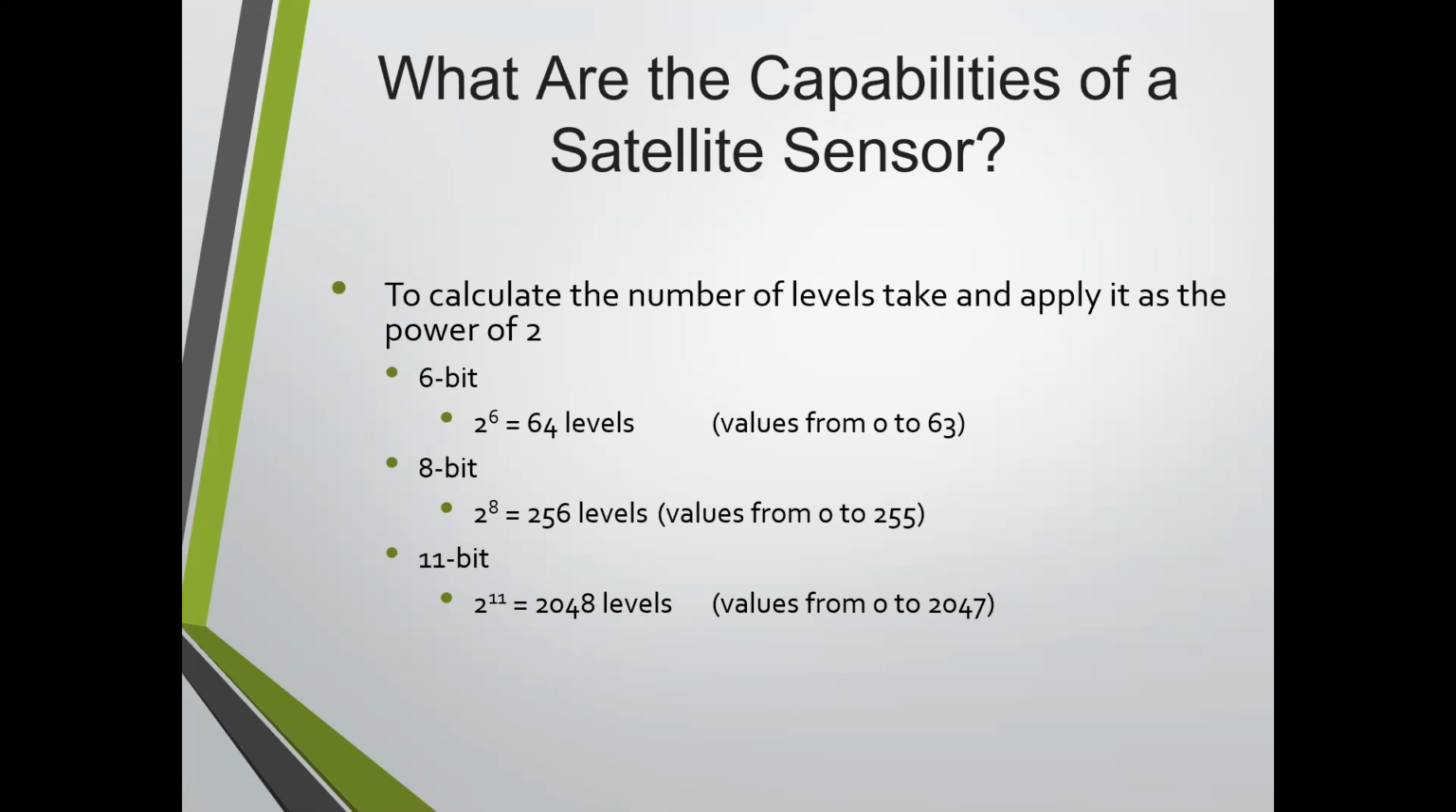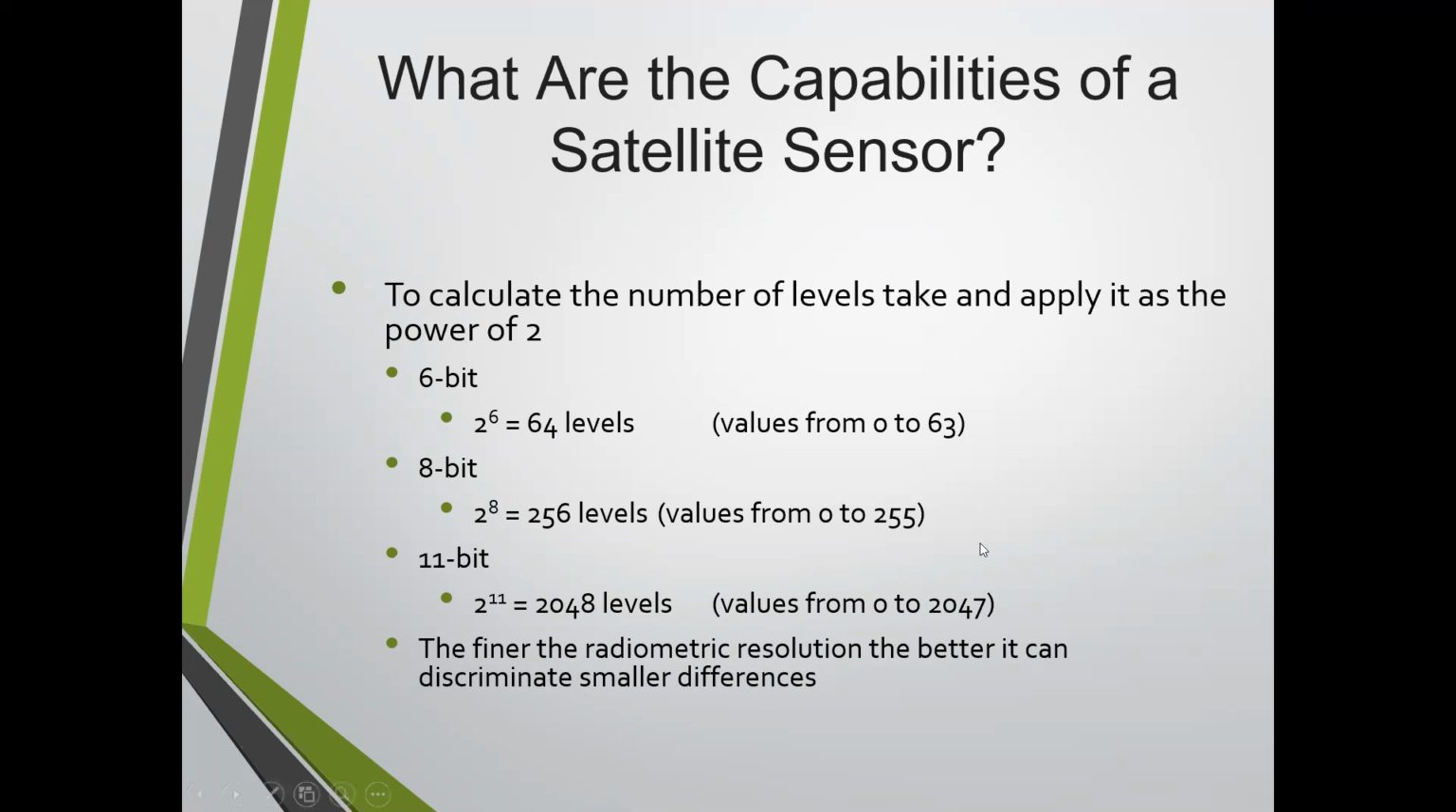So the same thing works with any amounts of large data. Depending on how you're using it and what you're using it with, you have to have the ability to handle it and retrieve it and also store it, because storage becomes an issue too. Okay, so the finer the radiometric resolution, the better it can discriminate smaller differences. So what we're saying when we say finer is this higher bit number, okay? So that level at 2 to the 11th is much finer than at 2 to the 6th.